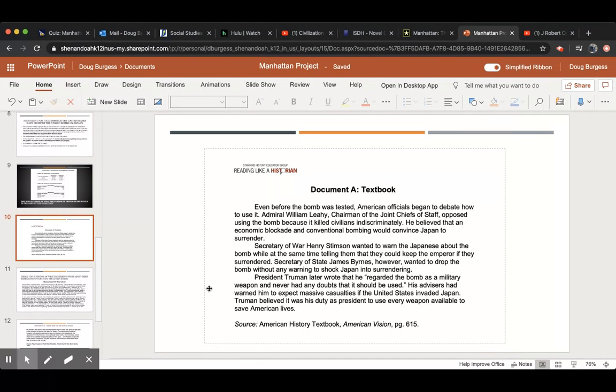Secretary of State James Burns, however, wanted to drop the bomb without any warning to shock Japan into surrendering. President Truman later wrote that he regarded the bomb as a military weapon and never had any doubts that it should be used. His advisors had warned him to expect massive casualties if the United States invaded Japan. Truman believed it was his duty as president to use every weapon available to save American lives.